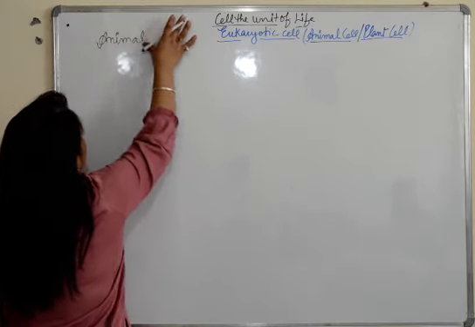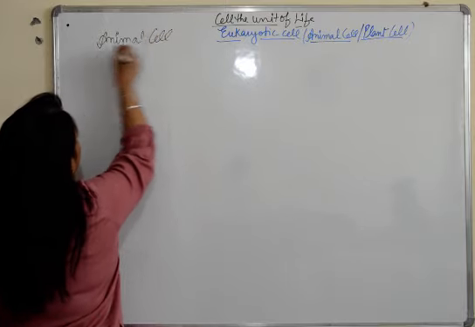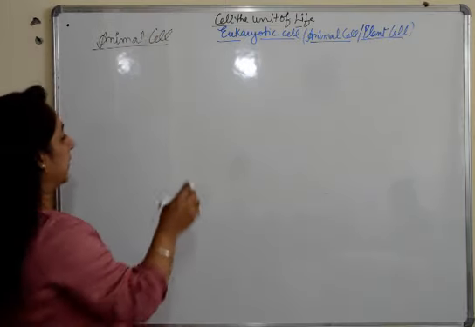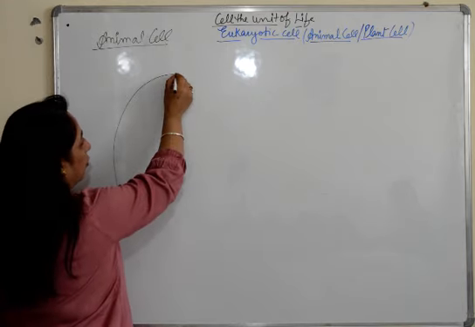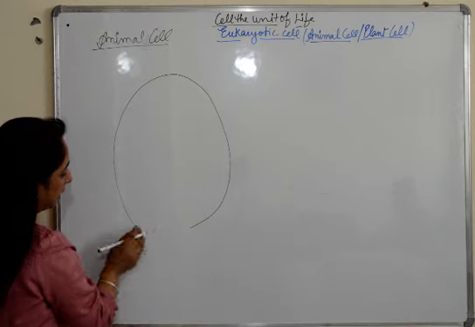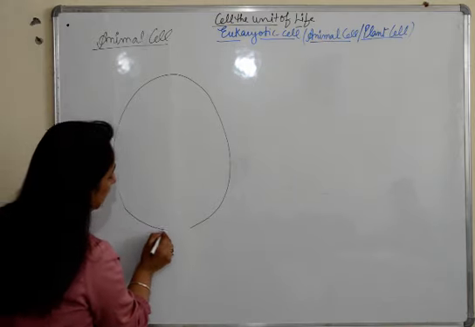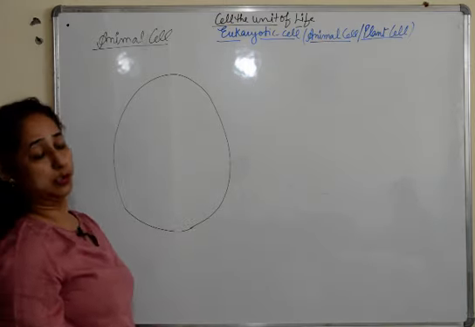Now the animal cell. I'm going to make a generalized animal cell, the one which is a basic structure of an animal cell with all the cell organelles. We'll talk about the organelles which are present in them and the ones which are absent also.